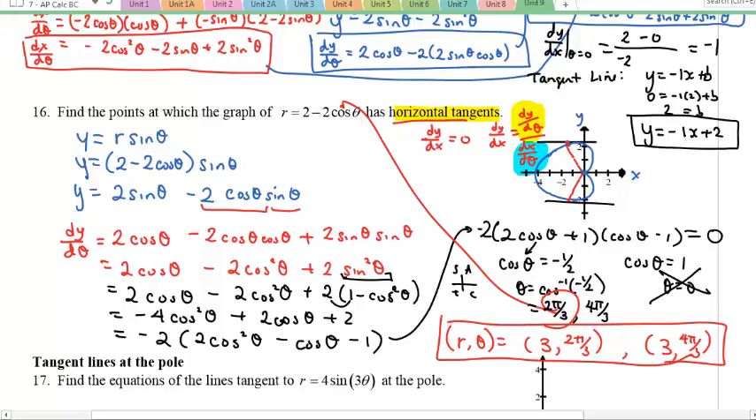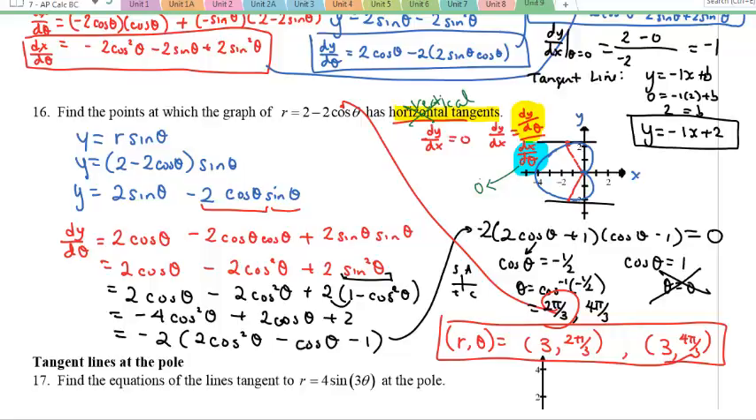Hey, just a quick thought. What if I change this word horizontal to vertical? What would you then do instead? Well, for a vertical tangent, it has to be undefined, so that means your denominator has to equal 0. And yes, if you're thinking that means dx d theta equals 0, you are correct. If you're thinking that's what you want me to do right now, you are incorrect. You don't need to do that, but just letting you know, that's how you find the vertical tangents.